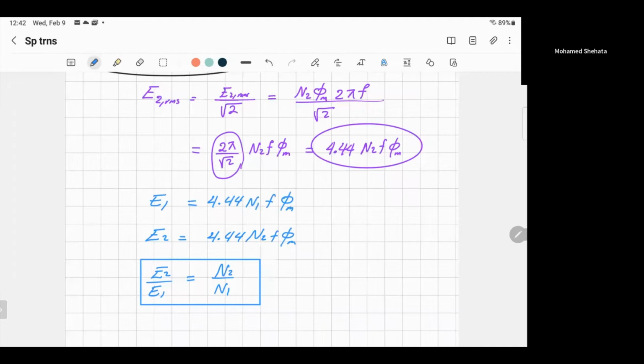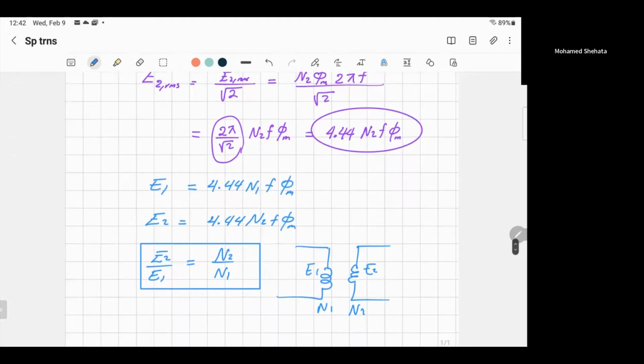That's the turns ratio. So if you have a transformer, that's N1 and that's N2. The produced or induced voltages E1, E2. So the ratio between the voltage induced in both coils is equal to the turns ratio. Yeah. So if you want to have a step up, you make N2 greater than N1.